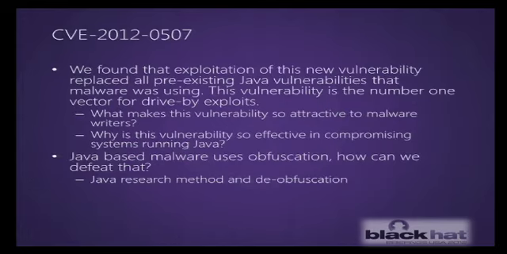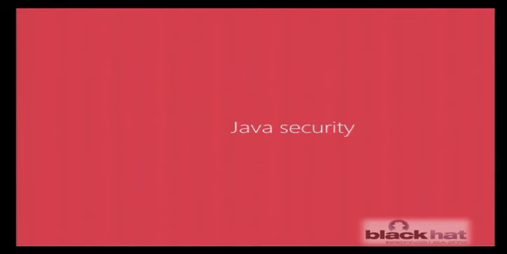So why is this specific CVE-2012-0507 so special? That is one of the questions we will answer in this presentation. The other issue is that many of those Java malwares are using obfuscation. Many of you will not be that familiar with Java obfuscation, because if you think about obfuscation, you may think about JavaScript obfuscation. But Java has its own obfuscation methods, and we will look into how we can defeat them. Before all this, we need to look into the Java security model.